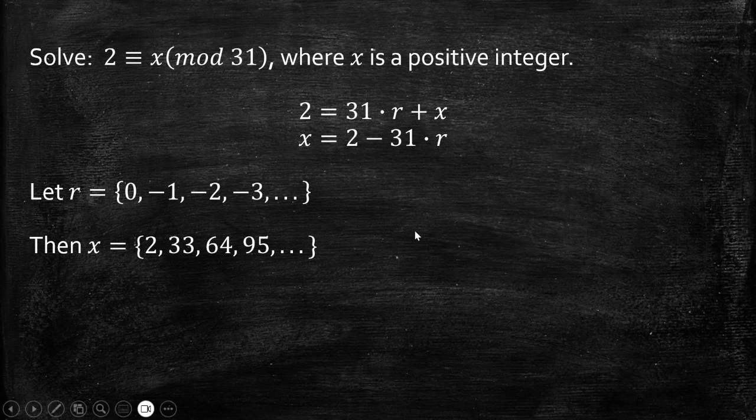If r is 0, 2 minus 31 times 0 is 2. If r is -1, 2 minus 31 times -1 is 33. If r is -2, 2 minus 31 times -2 is 64, and so on.